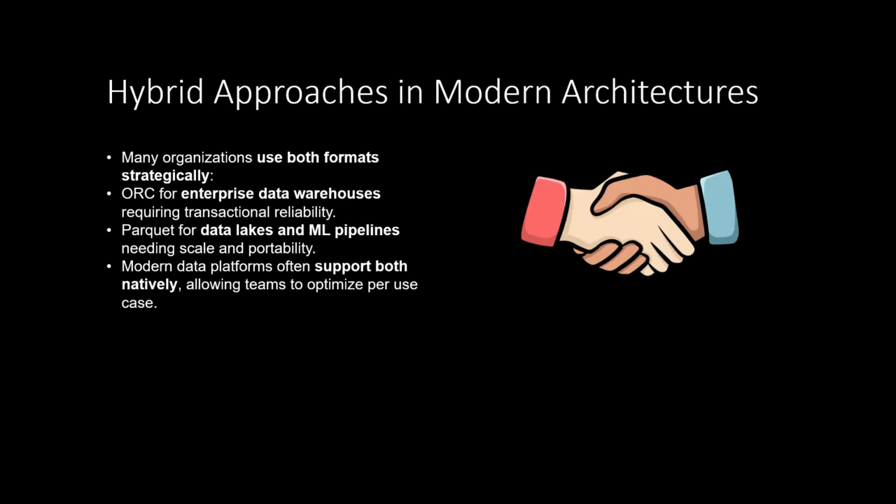What can be a hybrid approach? Because we are talking about modern architectures, only one thing may not work all the time. So organizations strategically use both the file formats. ORC can be used, like I said, for enterprise data warehouses where you need transactional capabilities. Parquet can be used for ML pipelines, data lakes where you need scale, portability and schema evolution. Modern data platforms can have a combination of both based on the use case.